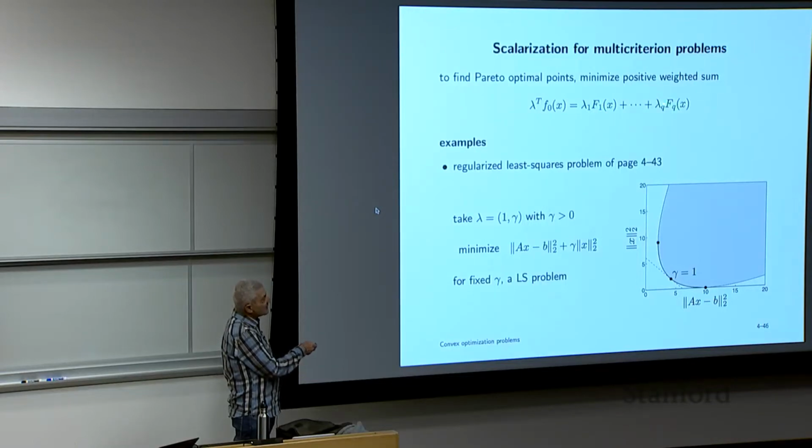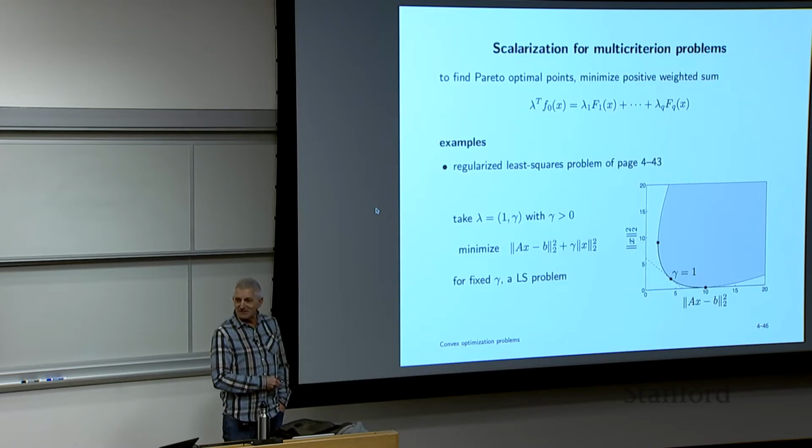Capital F1 all the way to capital FQ. You want them all small, right? Then these lambdas are positive numbers, and we can literally interpret the lambdas as the price of that objective. That's how much you will pay. If that's 12 and that's, whatever, 10, then this is going to cost you 120 bucks. So the lambdas are literally prices here, right?